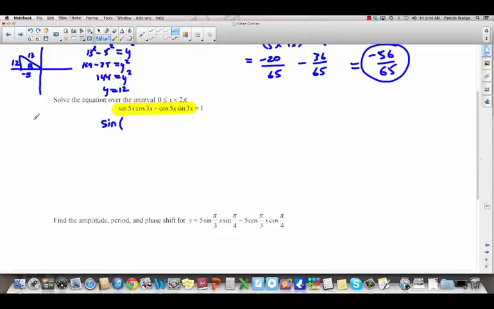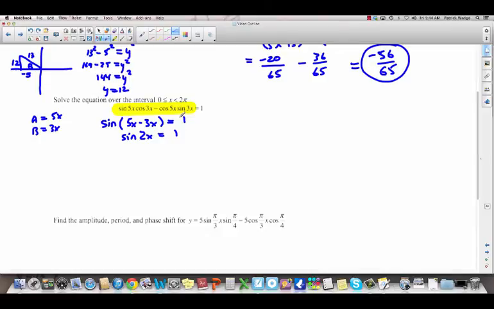What's a in this case? I'll just write them out here to make sure you're clear. It's a is 5x, b is 3x. So we can write this as sine 5x minus 3x. That takes care of that whole highlighted part, equals 1. Well, 5x minus 3x is no problem. That equals 2x equals 1.